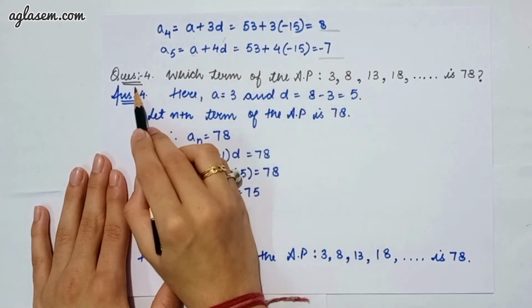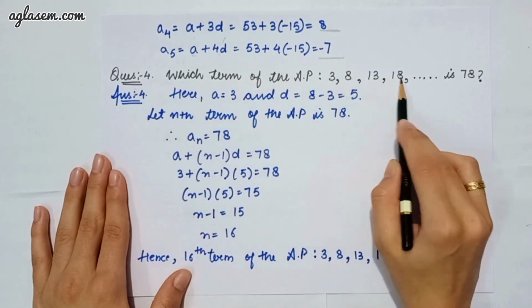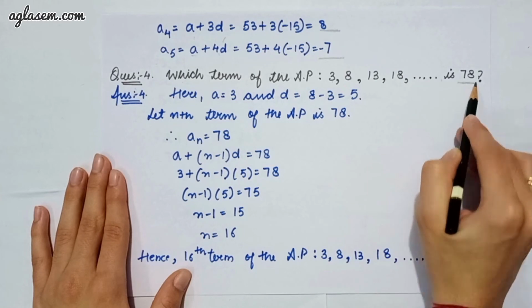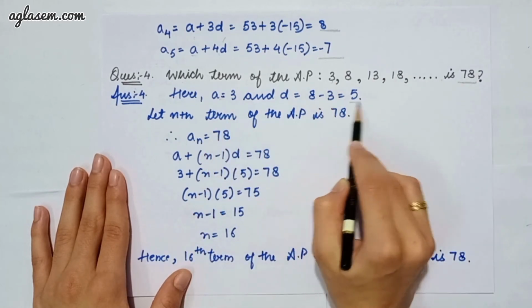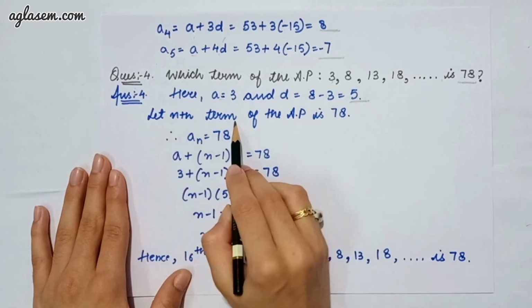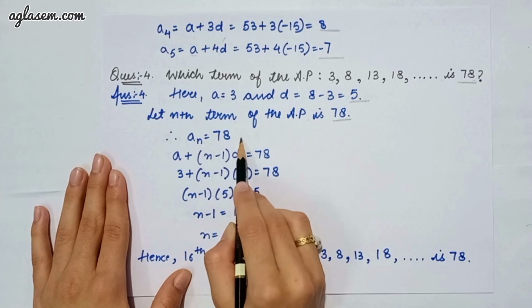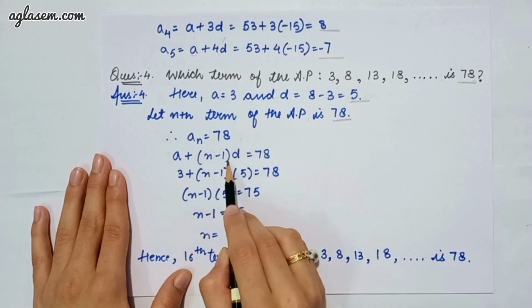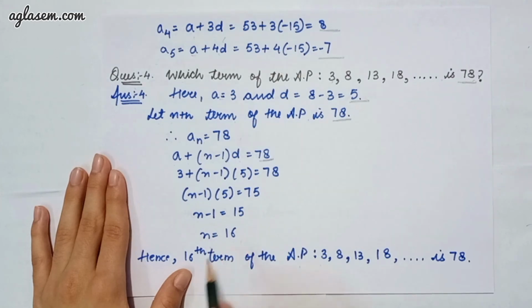Question number 4 says, which term of the arithmetic progression, that is 3, 8, 13, 18, dash, dash, dash, is 78. So here a is given, that is 3, d is given, that is 8 minus 3, which is 5. So nth term of the arithmetic progression is 78. So an is equal to 78, and a plus n minus 1 into d is equal to 78. So n will be 16. So 16th term of the arithmetic progression, that is 3, 8, 13, 18, dash, dash, dash, is 78.